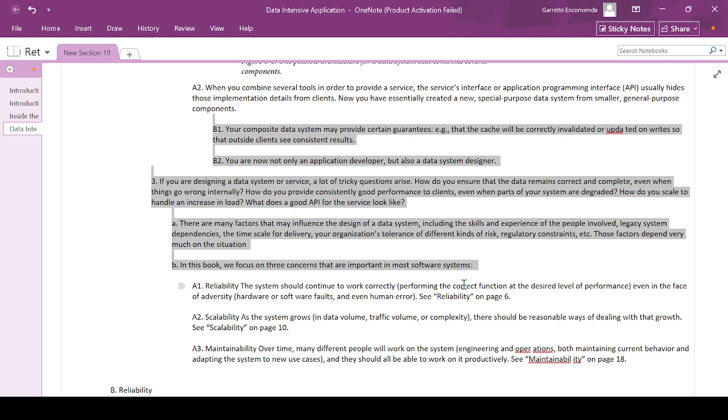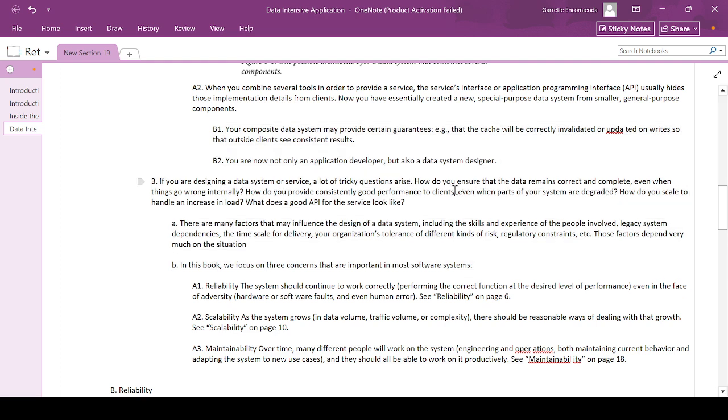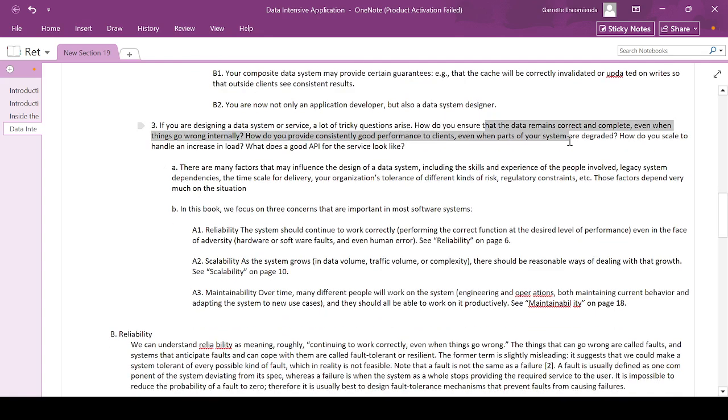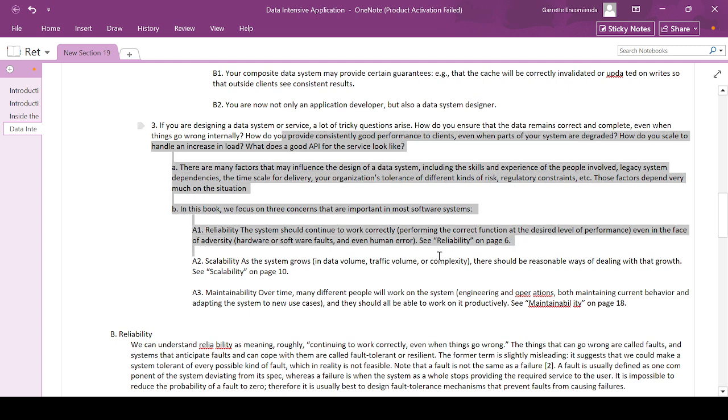You are now not only an application developer but also a data system designer. If you are designing a data system or service, a lot of tricky questions arise. How do you ensure that the data remains correct and complete, even when things go wrong internally? How do you provide consistently good performance to clients, even when parts of your system are degraded? How do you scale to handle an increase in load? What does a good API for the service look like?